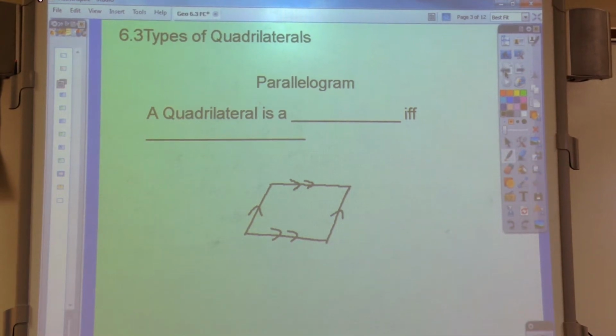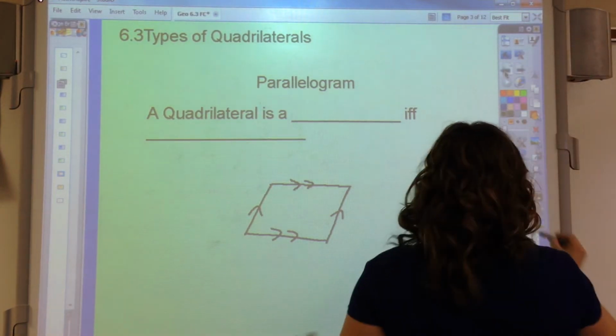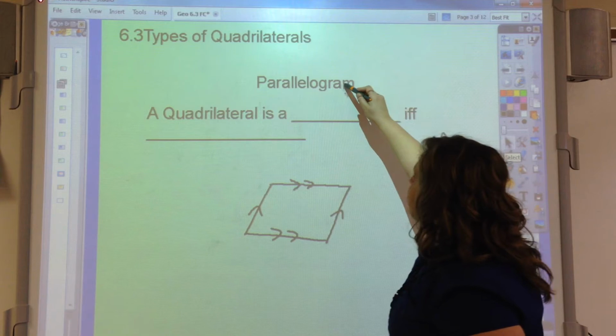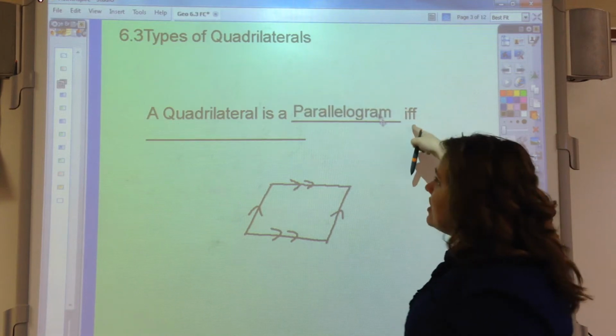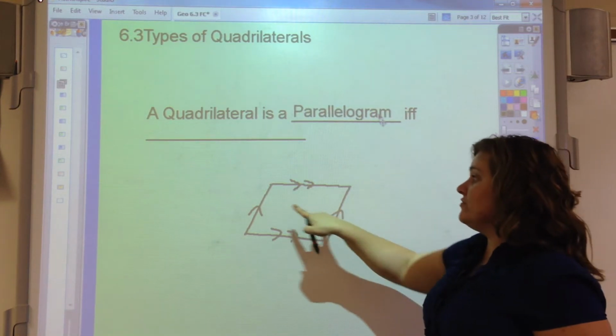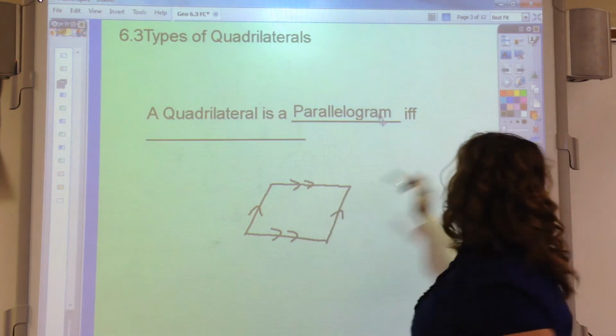This is section 6.3 of Mrs. Quinn's geometry, and today we're going to look at types of quadrilaterals. A quadrilateral is a parallelogram if and only if we have two pairs of parallel sides.